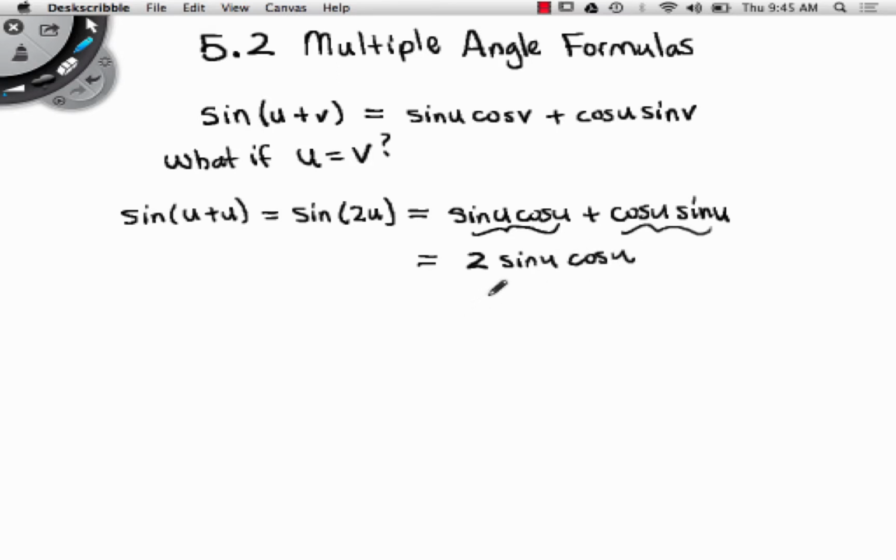And so this is called the multiple angle formula for sine. If you have the sine of 2 times an angle, that's the same thing as 2 times the sine of u times the cosine of u.